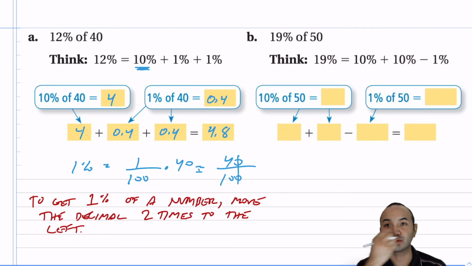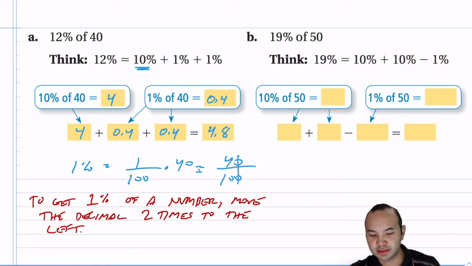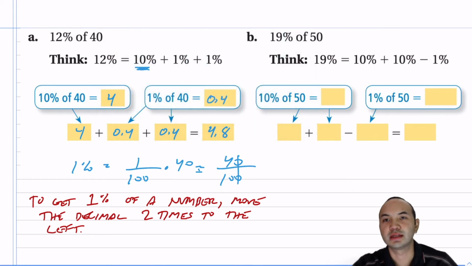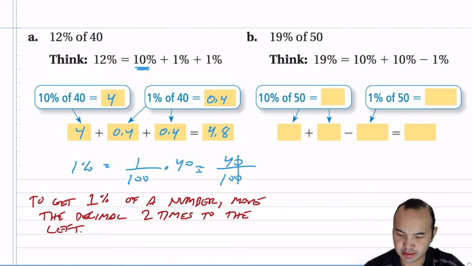So that's just a shortcut. You don't have to, but otherwise the only way you would know how to do this right now would be to make it into a fraction. We're going to go over other strategies later on. Let's try this now.